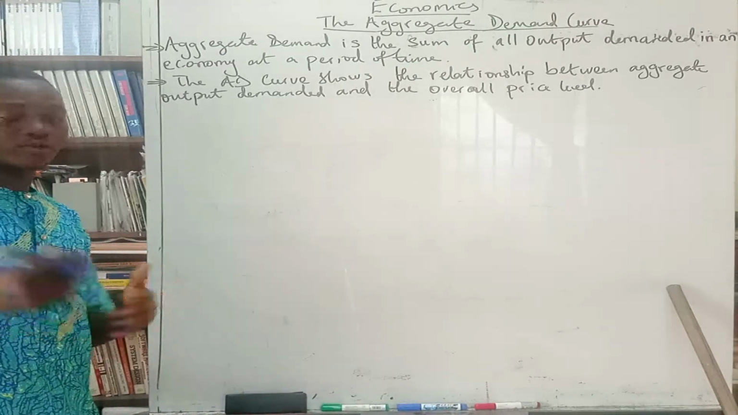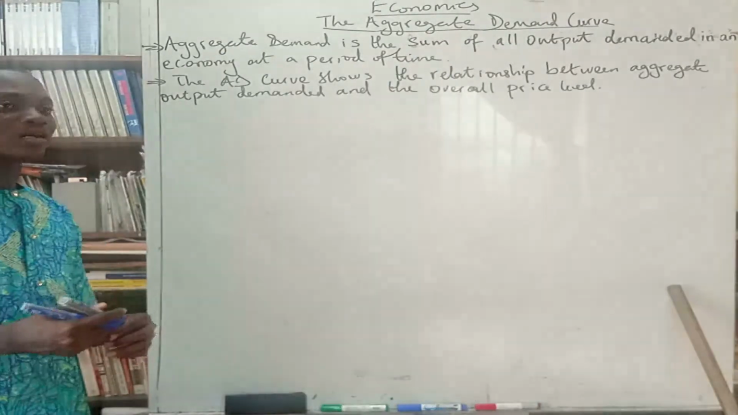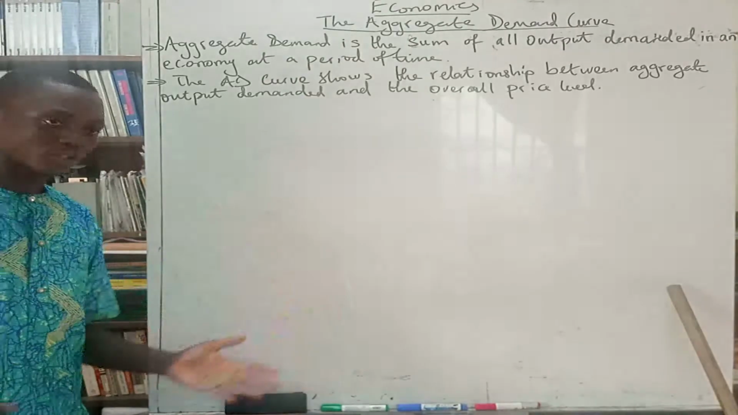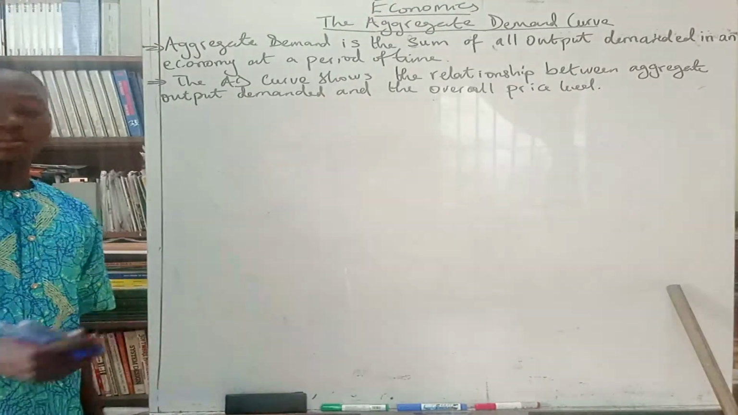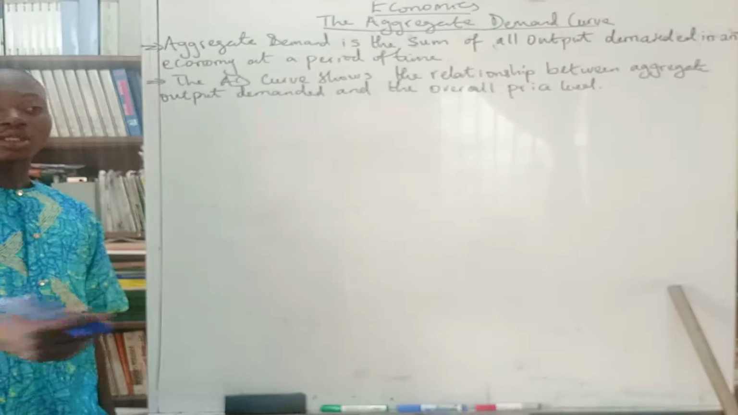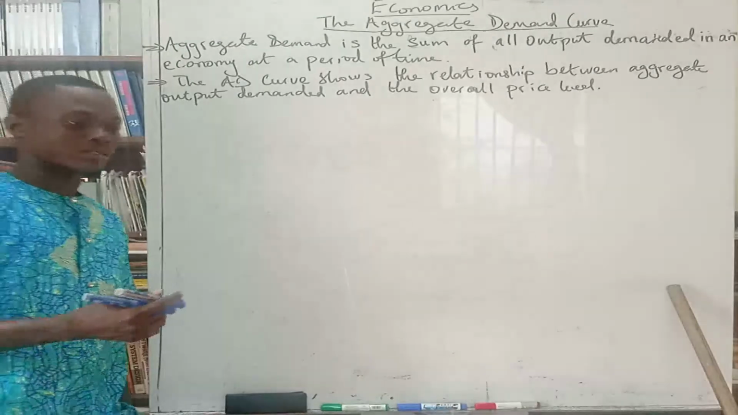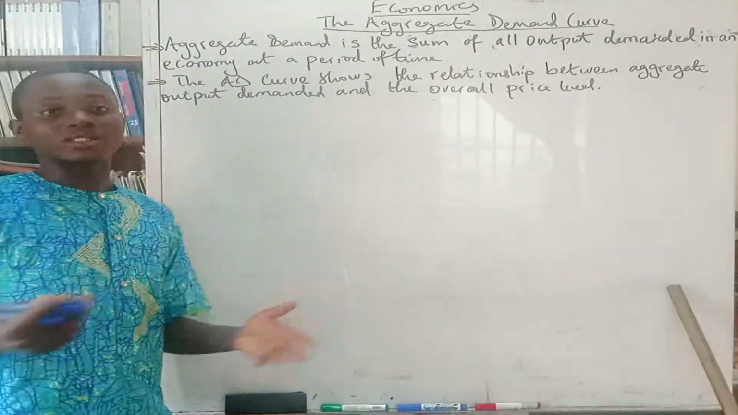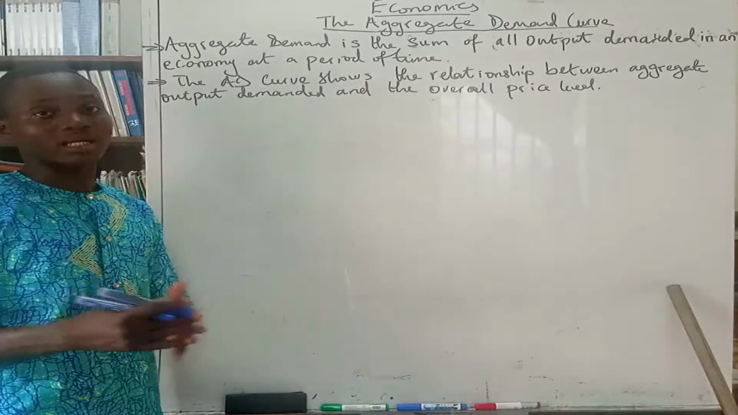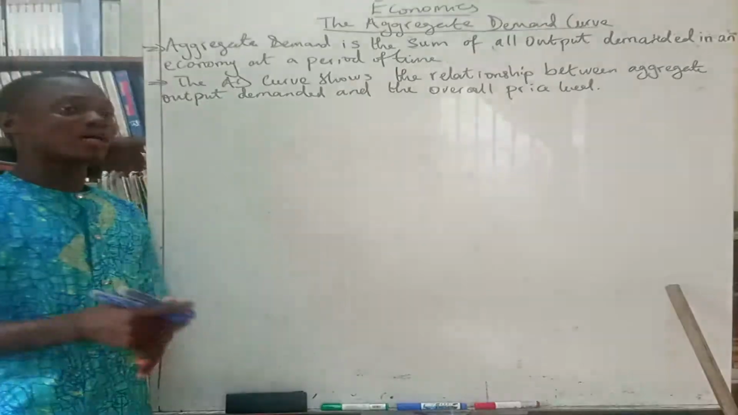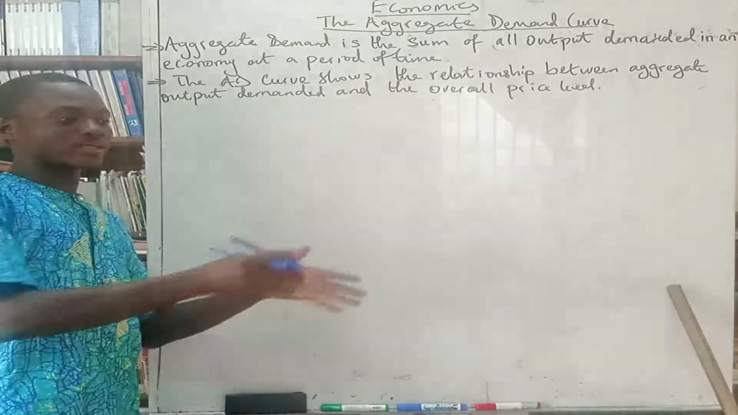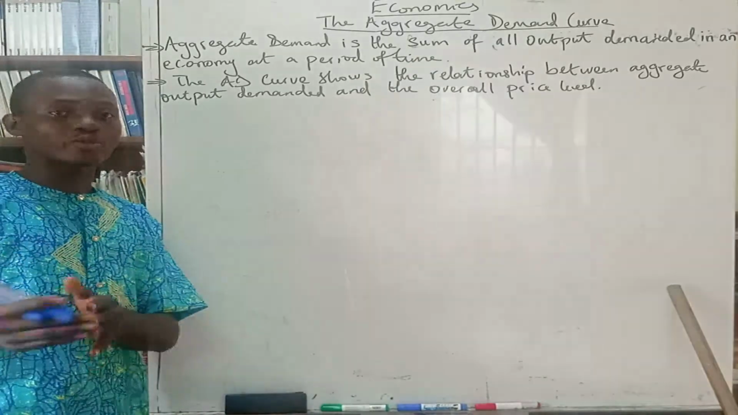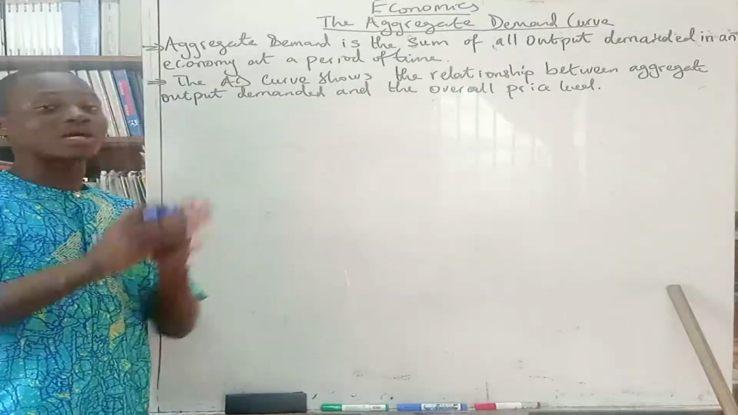So what is demand? From our microeconomics classes, everyone should understand by now that demand is talking about the output, the quantities of goods and services that people are willing and able to buy at a given price and at a particular period of time. Now, when we are looking at the aggregate demand, we are talking about the entire economy. We moved from microeconomics to macroeconomics.